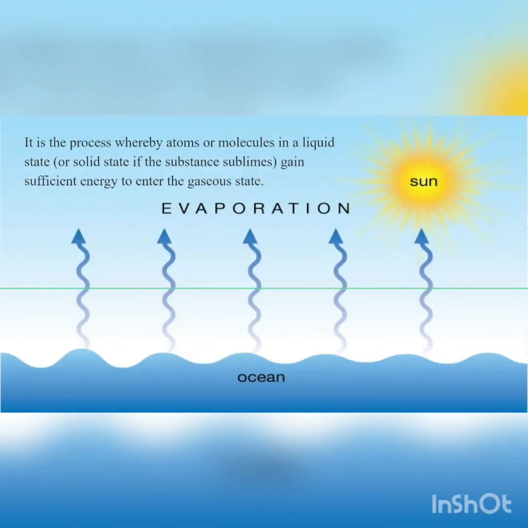Evaporation is one of the two forms of vaporization. It is a process whereby atoms or molecules in a liquid state, or solid if the substance sublimes, gain sufficient energy to enter the gaseous state. It is the opposite process of condensation.